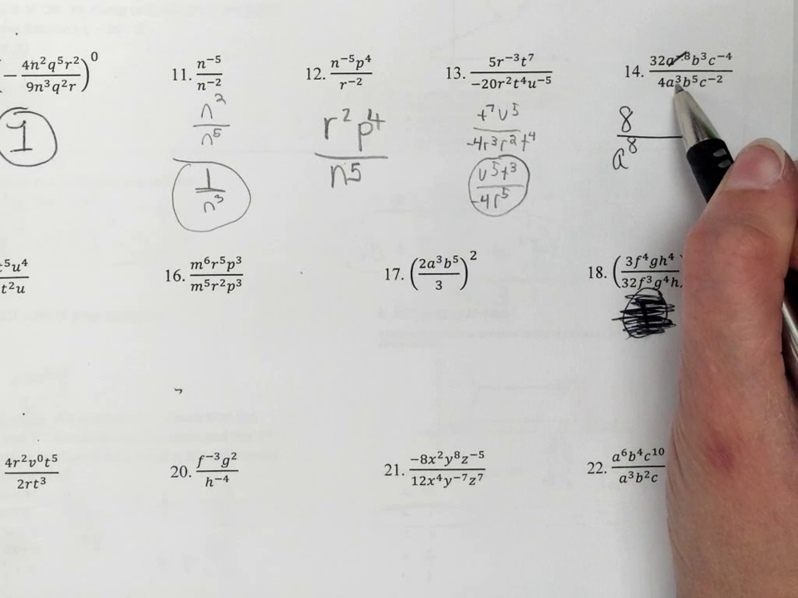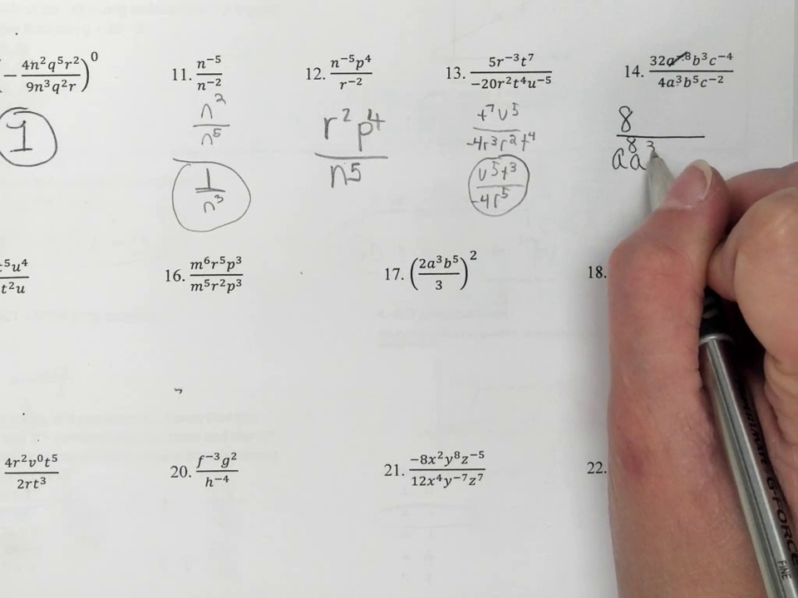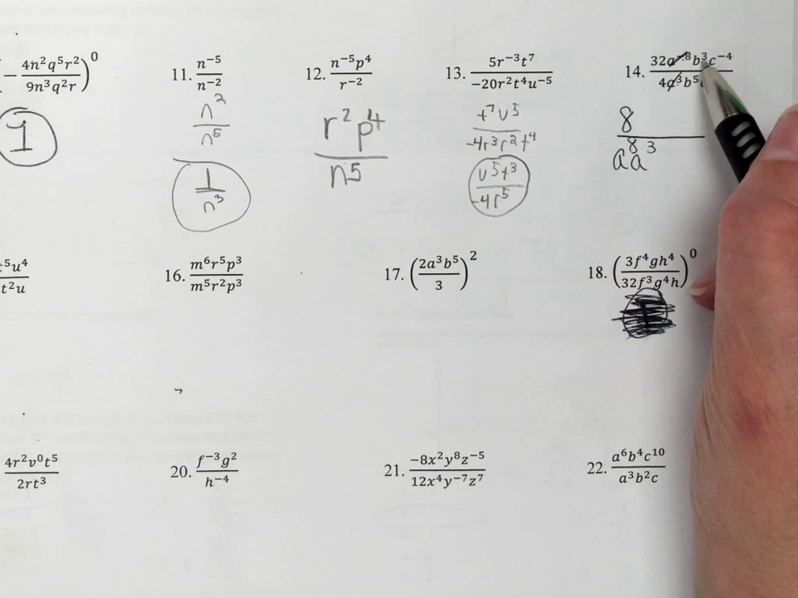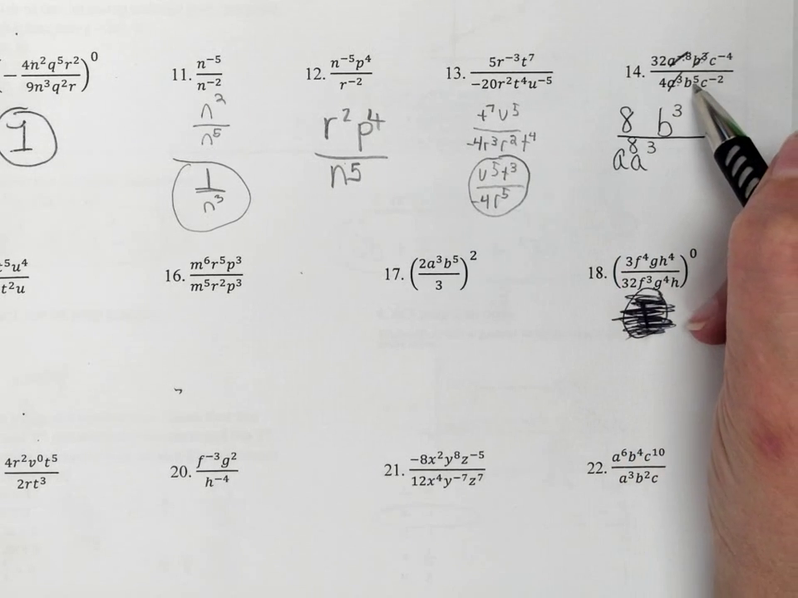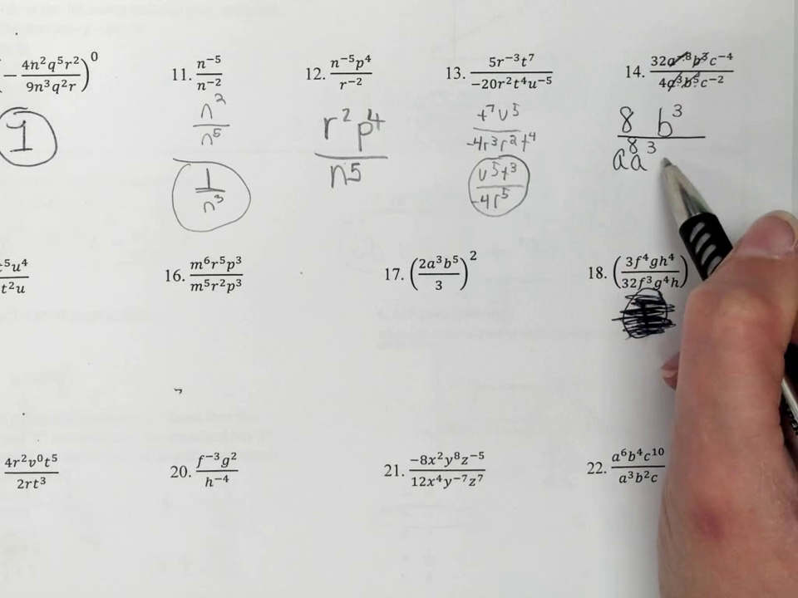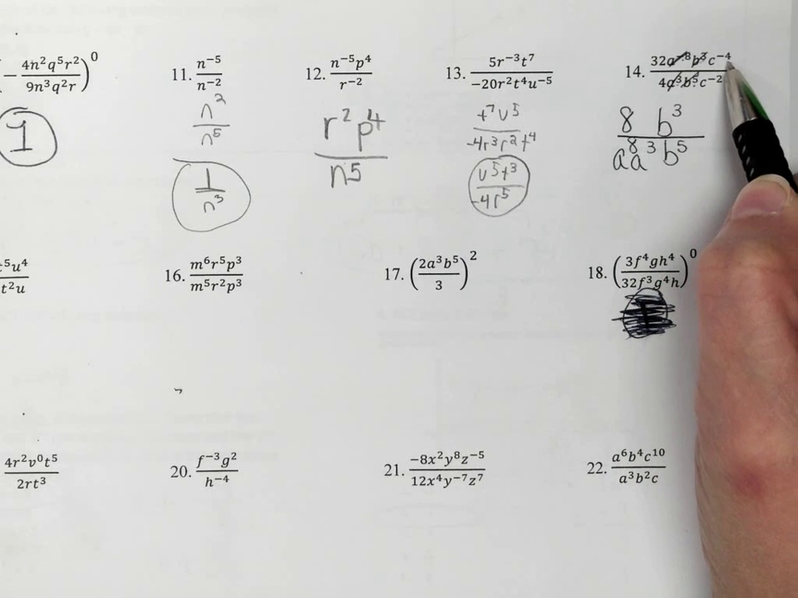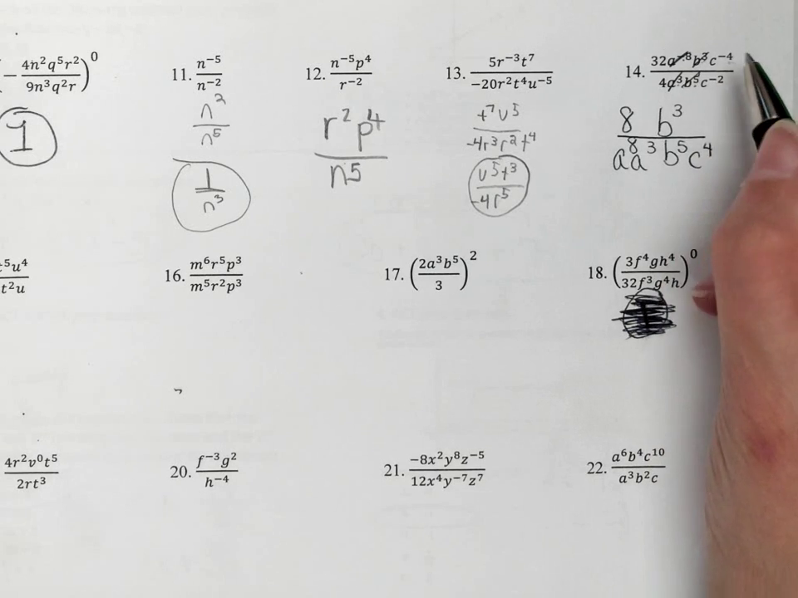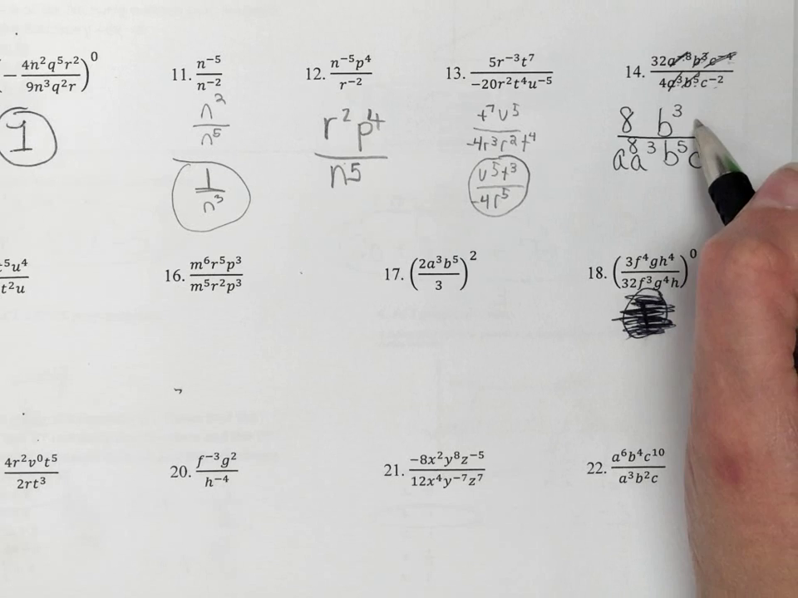Where does this one go? Does he stay or does he go? He stays. What about this B? Does he stay or go? He stays. What about this B? He stays. What about this C? He goes on the bottom. What about this C? Goes on top.